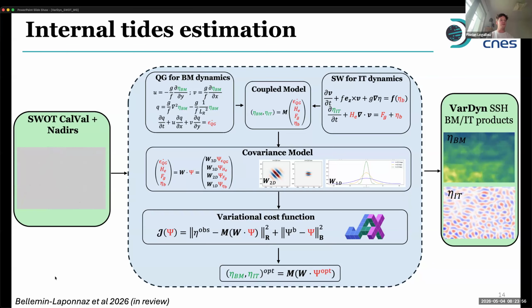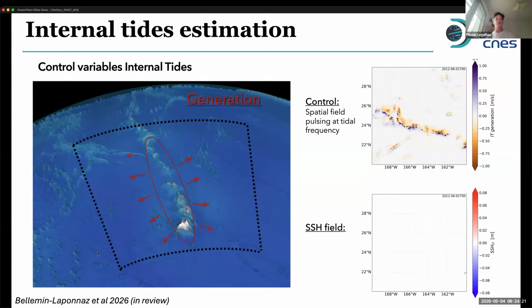This has been tested within the PhD of Valentin for the Cal/Val phase because it's the easiest setup, let's say, because we have a high temporal frequency of the SWOT data. If it's not working with the Cal/Val phases, then it's useless to go through the science phases. That's why we started with this. And I'm going to show some results.